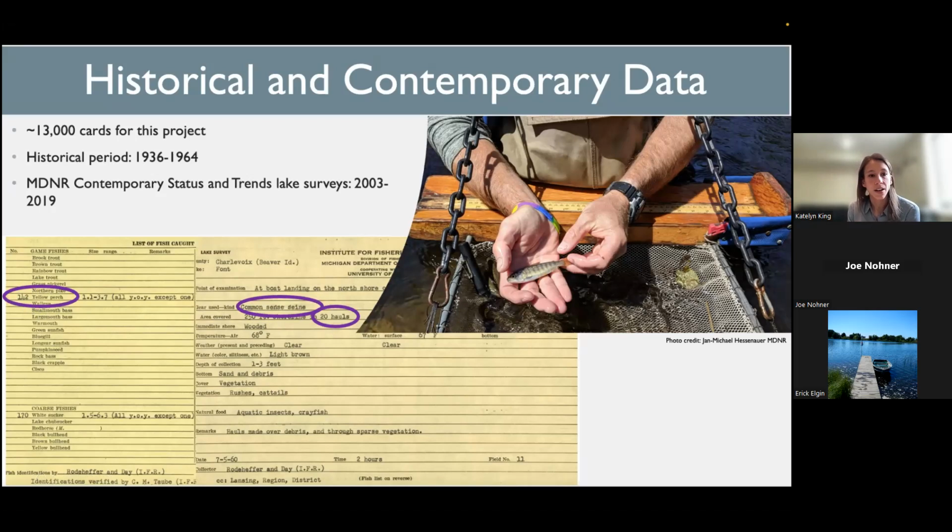And then the Michigan Department of Natural Resources, they've been doing contemporary status and trends lake surveys for about 20 years. And so I was able to use their information from 2003 to 2019 to be able to compare those trends in largemouth bass abundance.